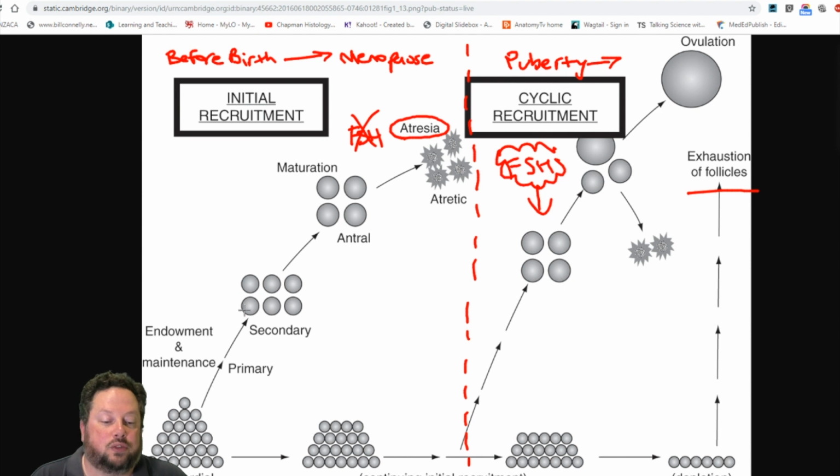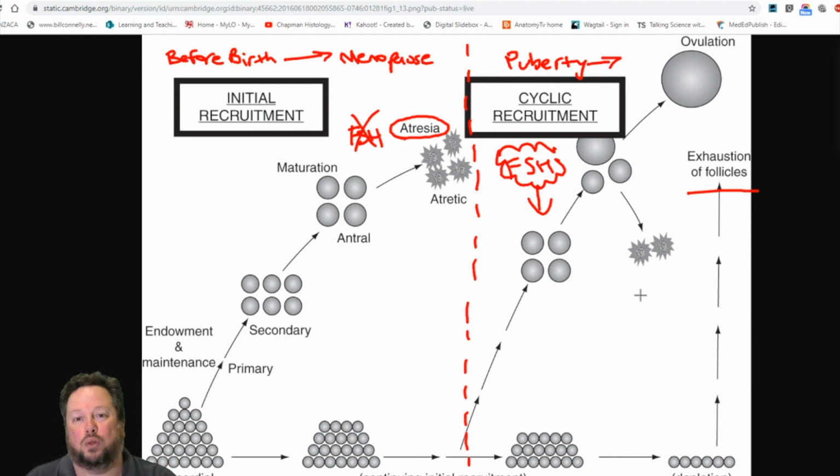So FSH is required for cyclic recruitment. Initial recruitment doesn't require FSH. It's just this internal ovarian stimulation that causes the primordial follicles to become primary and antral follicles, and they undergo atresia. Now, this is a really interesting question, because often after a lecture about this, someone will come up to me and say, what about a person who goes on the contraceptive pill? They don't ovulate. Does that mean that they undergo menopause later because they're saving those follicles from being ovulated?